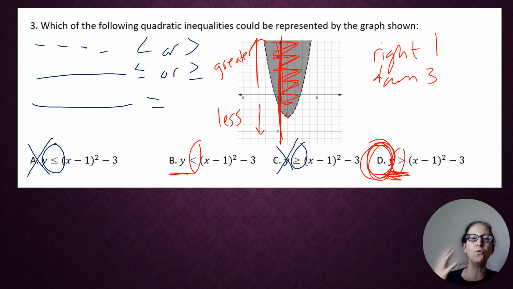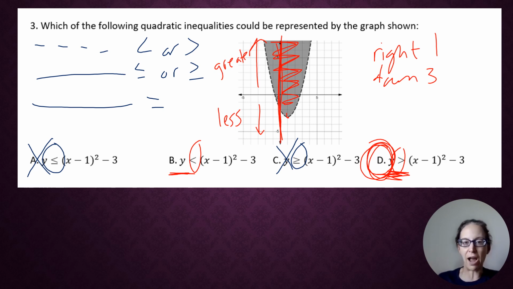Now, you can do this. Obviously I didn't put Desmos up here. I thought we can do this faster without checking out Desmos. But you could put in all of those inequalities to find the one that matched the graph. The problem with falling back on that too quickly is that you're going to run out of time.